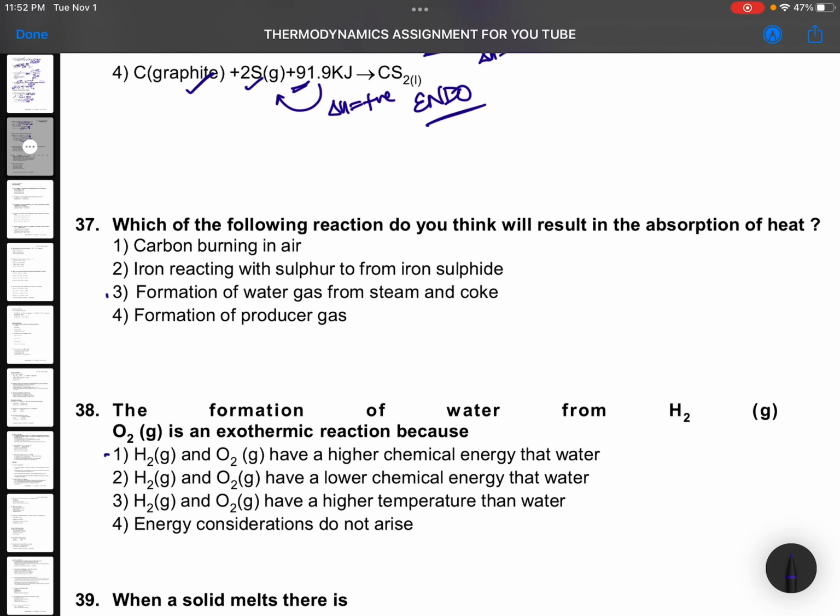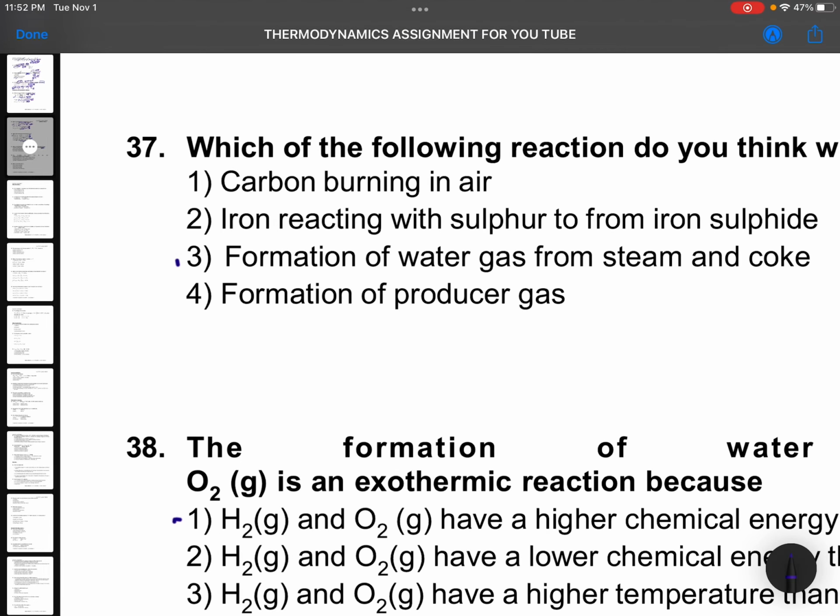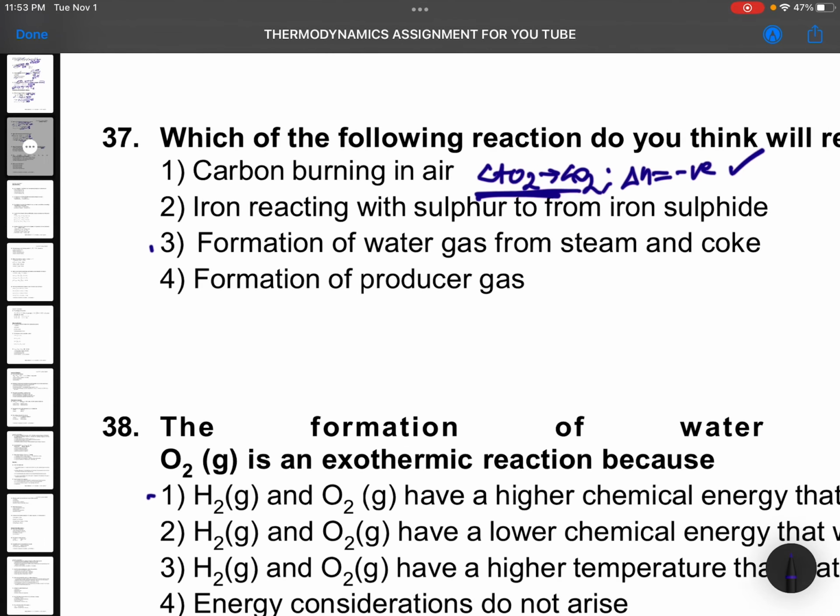Which of the following reactions do you think will result in the absorption of heat? Absorption of heat means he is asking about endothermic, right? We'll check the options. Carbon burning in air, C plus O2 gives CO2, this reaction is 100% exothermic. Why? All combustion reactions are exothermic. Combustion means burning in air. Iron reacting with sulfur to form iron sulfide, FeS or FeS2 or Fe2S3, all possibilities are there.